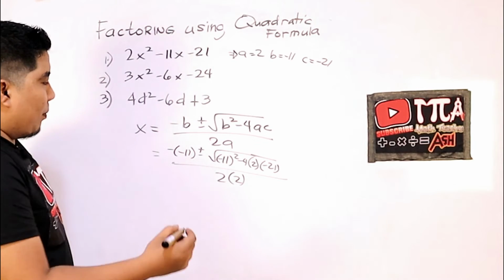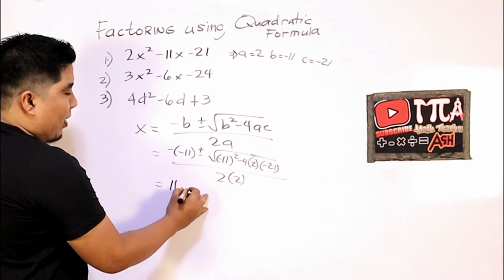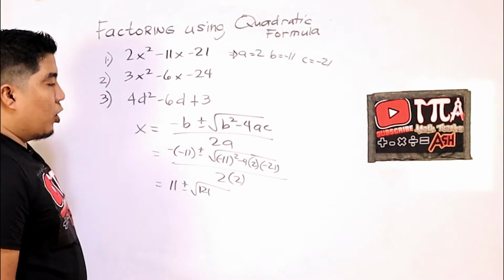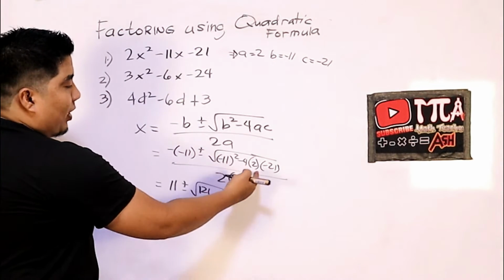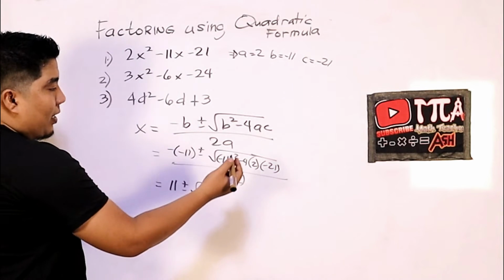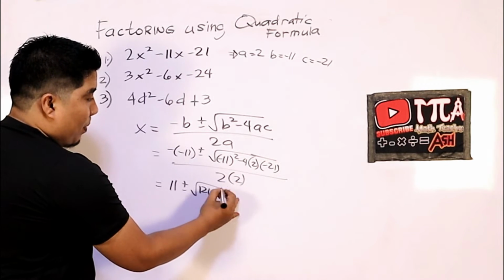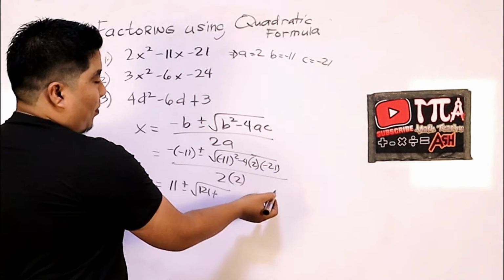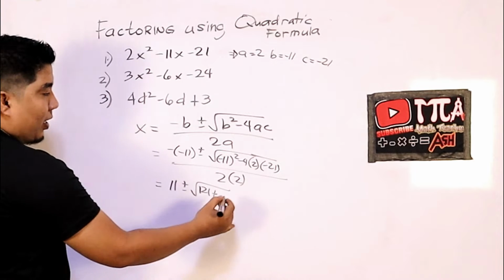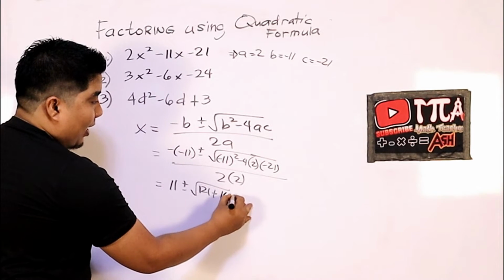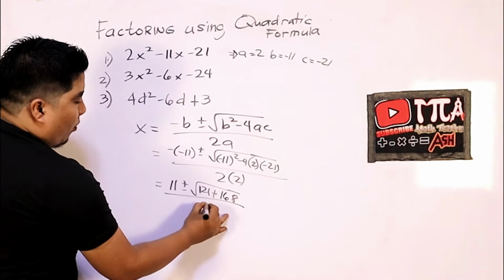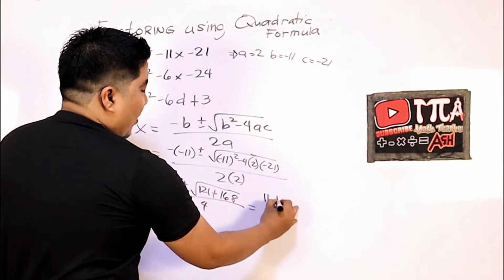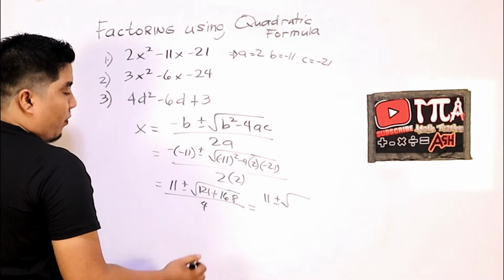Alright, now we simplify this. We have positive 11 plus or minus the square root of 11 squared, that is 121. Then 4 times 2, that is 8, and then 8 times 21. Remember that these are both negative, so that will become plus. So 8 times 21 will give us 168, all over 4.